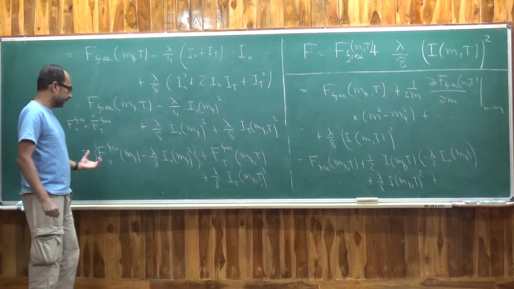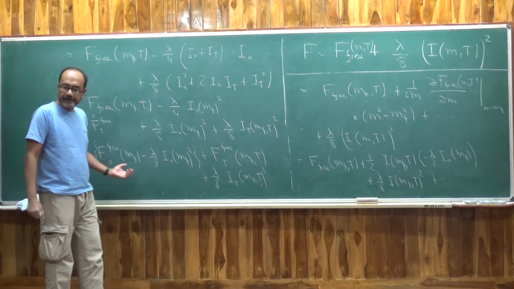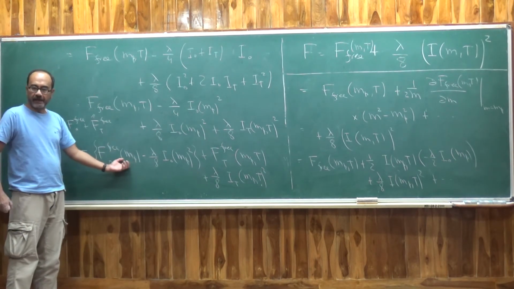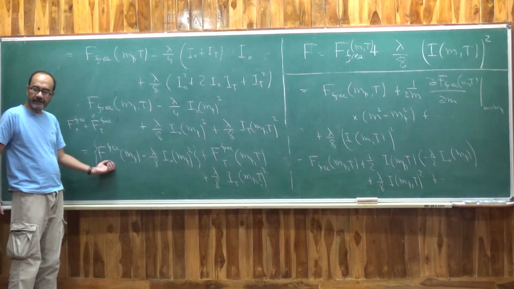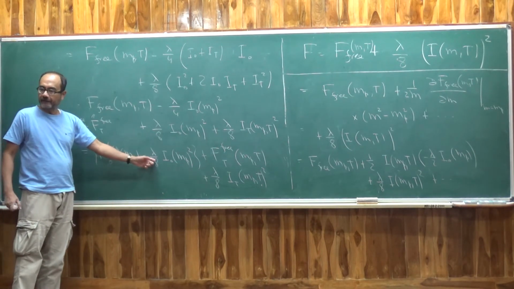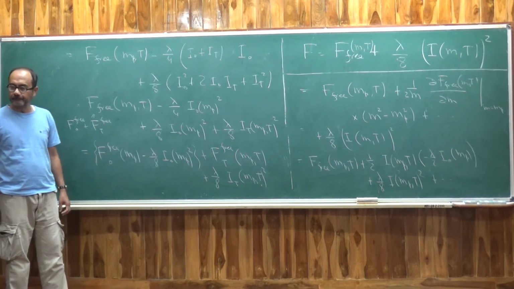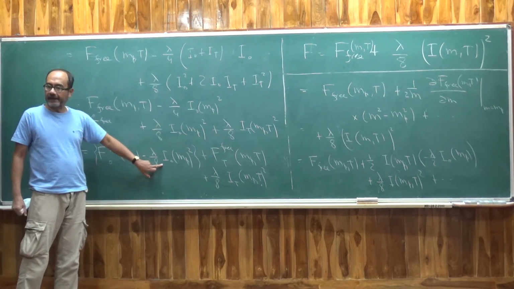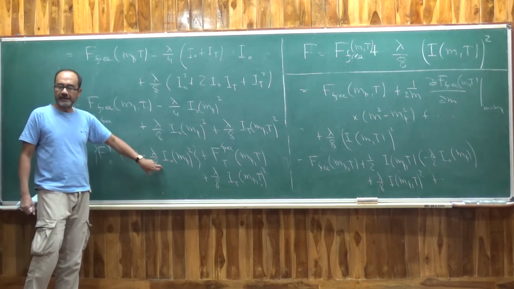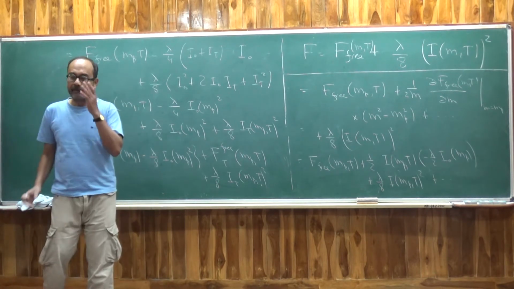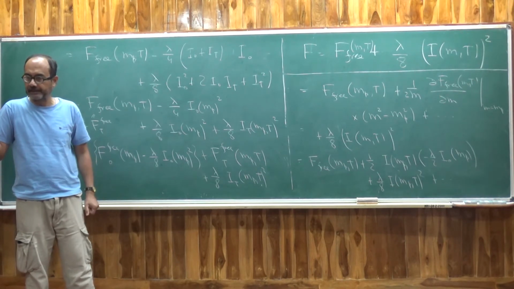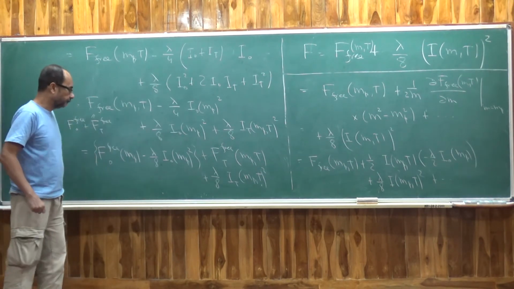And now you see that there is a neat separation between the UV divergent piece and the temperature dependent piece. This part is UV divergent. This also has UV divergence because I0 has UV divergence. But this is T independent. So this UV divergent piece can simply be removed by redefining your vacuum energy. Just a constant shift in vacuum energy. Okay, this we don't care.